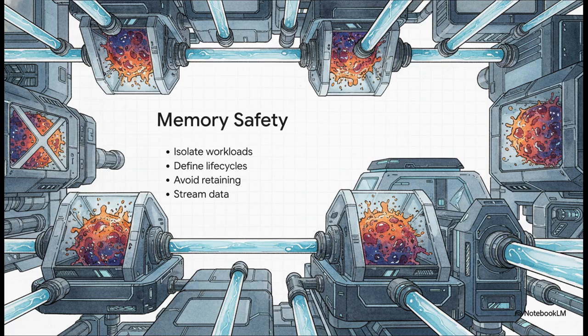You need to isolate your high-retention workloads into separate workers. You absolutely have to define clear expectations for an object's lifecycle. Know exactly what is just request scoped versus what is process scoped. You've got to avoid holding on to entire massive datasets all at once during transformations. And wherever you possibly can, you need to swap out data accumulation for streaming.